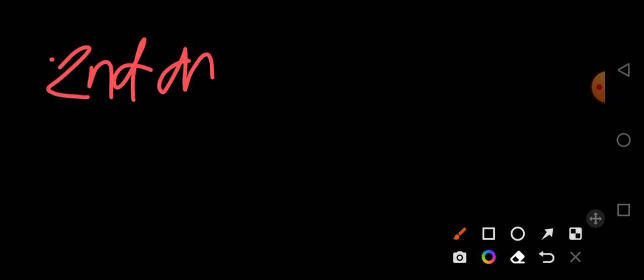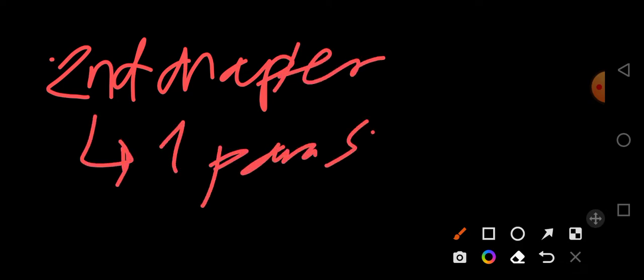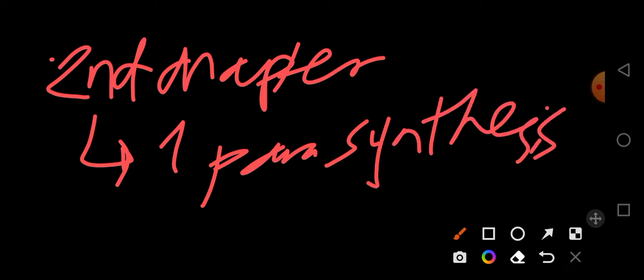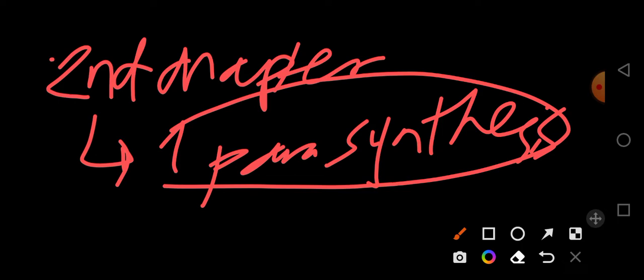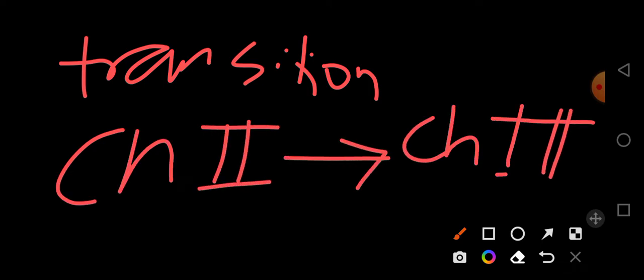Now, after writing the second chapter of your research paper, which ends with a one paragraph synthesis, take note, class, that chapter 2 ends with a one paragraph synthesis. Right after you have written your one paragraph synthesis, we will have our transition from chapter 2 to chapter 3, which is the methodology.